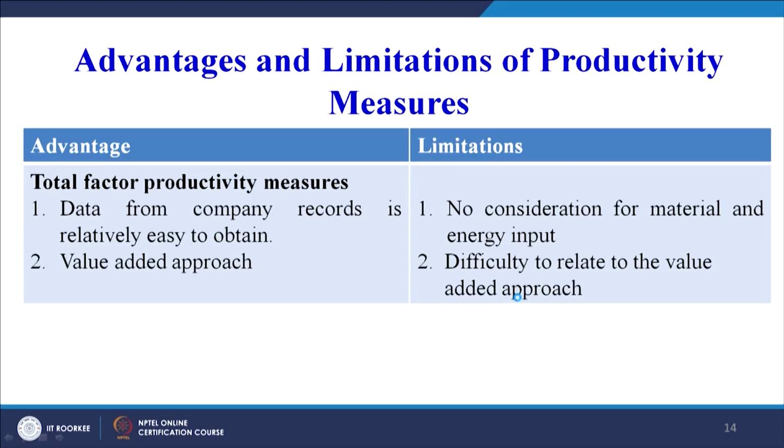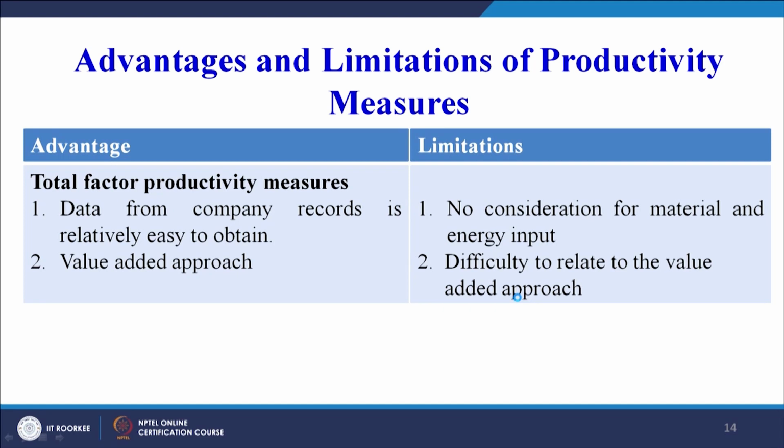So we may need specialized software where we can see what type of input we are giving and how it can be included in our productivity measurement system. That is sometimes a challenging task. Each and every input that produces a tangible output may sometimes not be objective and may not be quantifiable. So that is one challenge of the total productivity measures. And then for the total factor productivity measures, the data from company records is relatively easy to obtain and it is a value added approach. Whatever inputs have been given, they add value to our output.